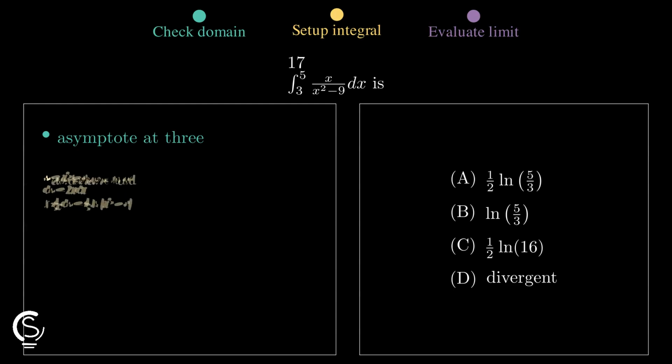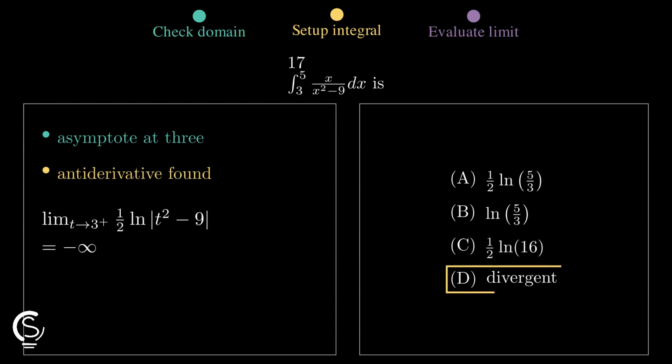Finally, we evaluate the limit as t approaches 3 from the right. As t nears 3, the natural log term approaches negative infinity, confirming the integral diverges. Boom, done.